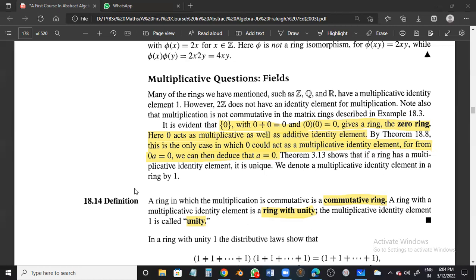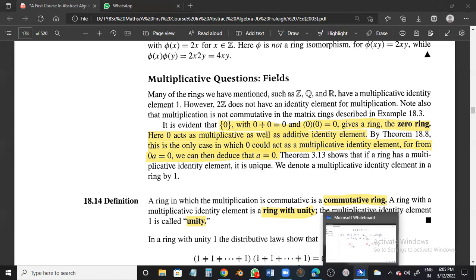Now let us see one by one what happens if multiplication is commutative. So if the multiplication is commutative, we call that ring a commutative ring. And if suppose there is multiplicative identity element also present, we call the ring a ring with unity. Unity means 1, which is the multiplicative identity element.